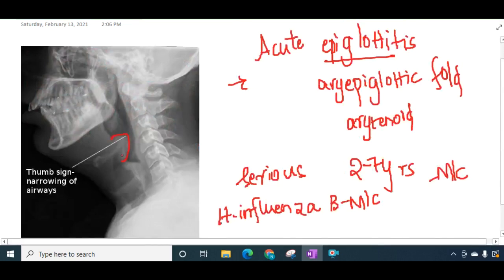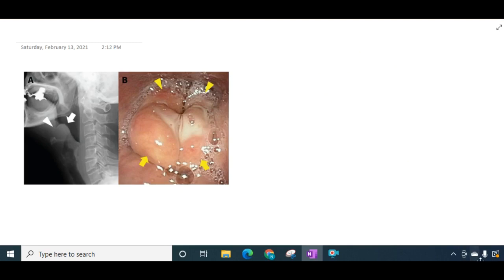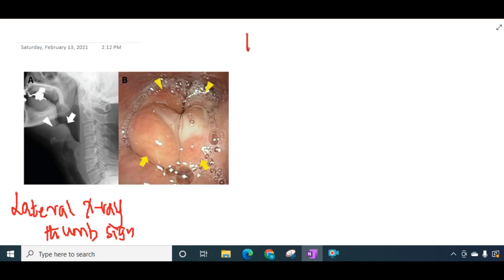epiglottitis is the radiological picture showing the thumb sign. This is the thumb sign which is seen in a lateral radiograph. I have one more picture. Yeah, this is the thumb sign which is seen in a lateral X-ray of the neck. Here this is the epiglottis which is swollen, along with many secretions.